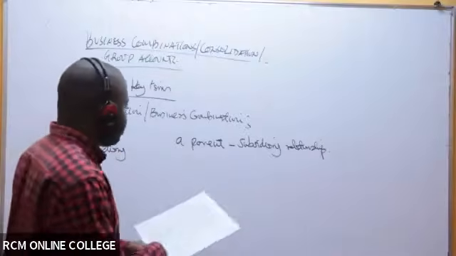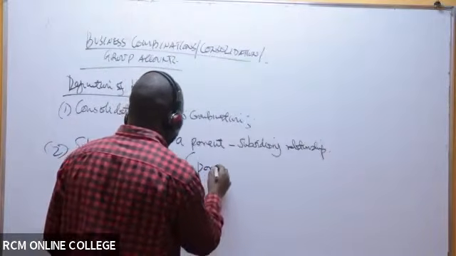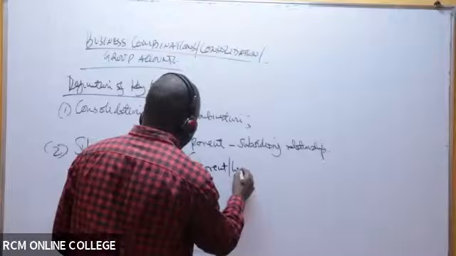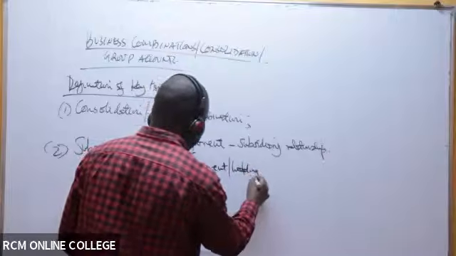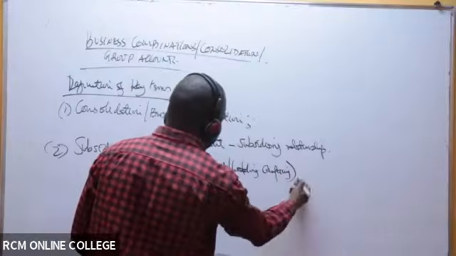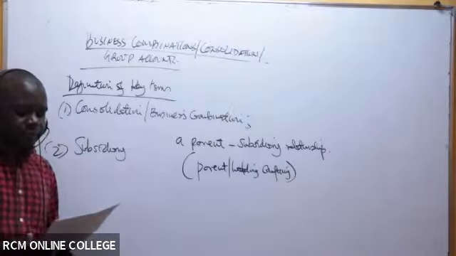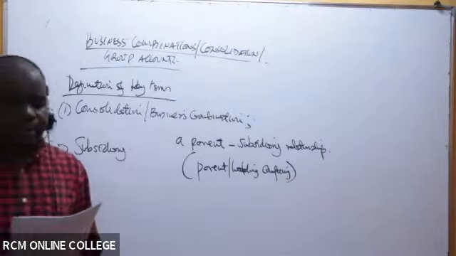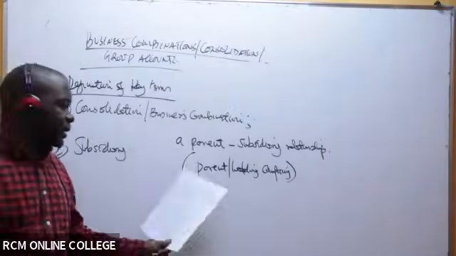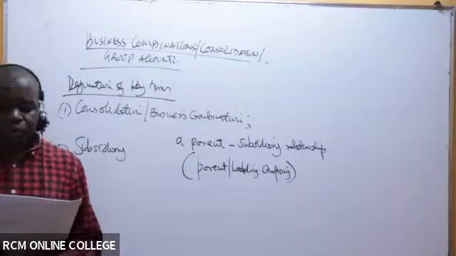After another entity, you put in brackets parent or holding company. Then you close the bracket.